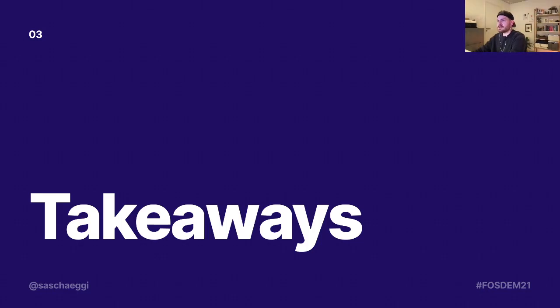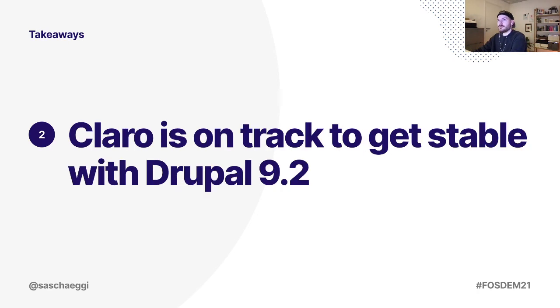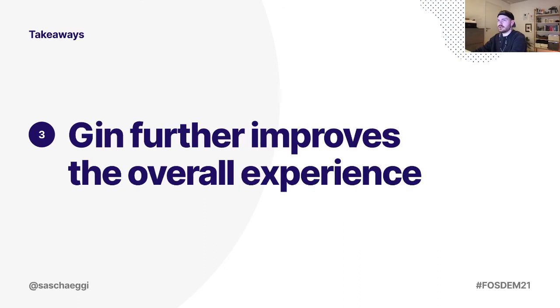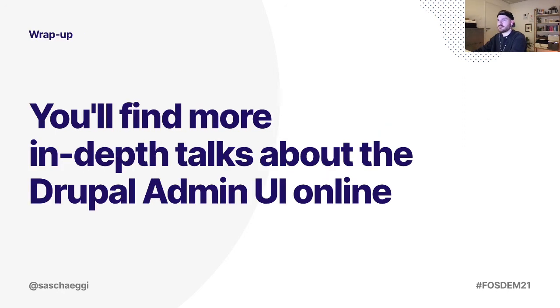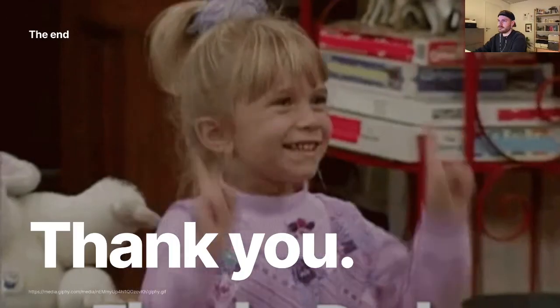So the takeaways. We have a heavy focus on accessibility. Claro is on track to get stable with Drupal 9.2, and Chin further improves the overall experience. You will find, as I mentioned before, more in-depth talks about the admin UI online all over the place from different speakers. And I want to mention this because this is the most important one. It's a community effort, so thanks to all contributors. There are a lot of them, and without every single contribution, this wouldn't be possible. Thank you.